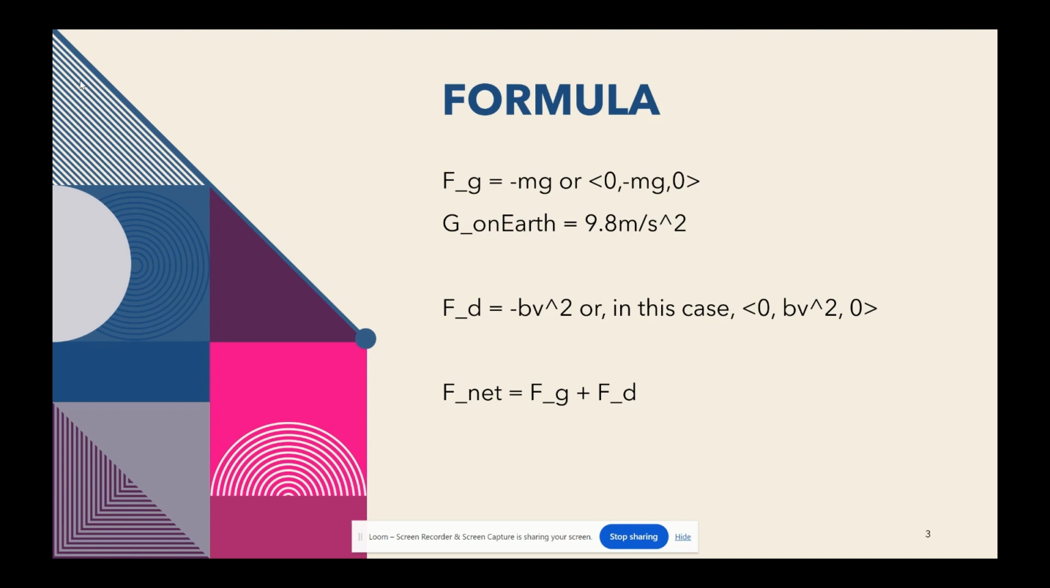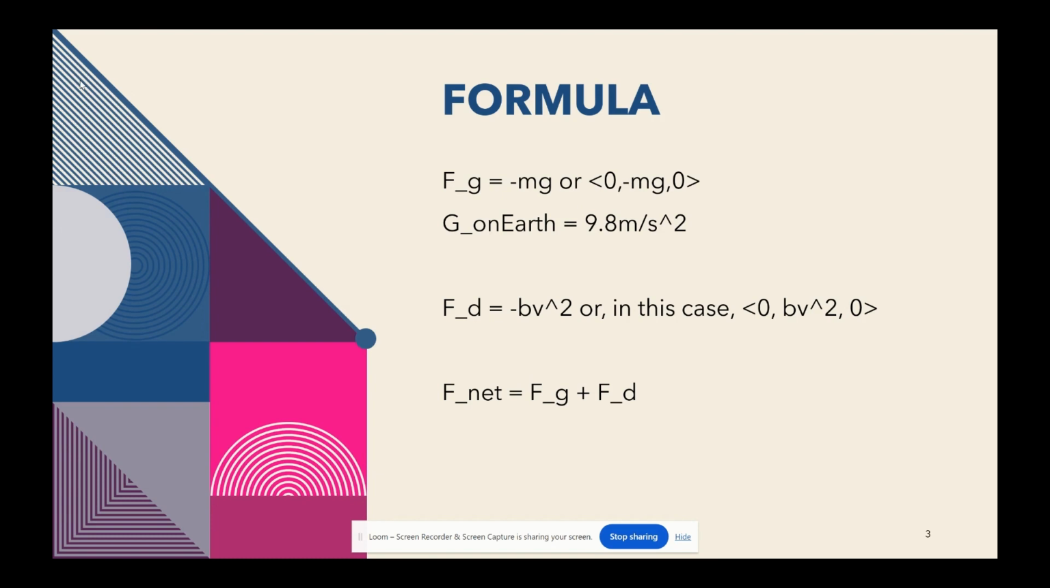The force of gravity would only affect the y component of the position vector. So we can count that as negative mg, because force equals mass times acceleration. You take the mass of the object and then its acceleration, which would be gravity, which is 9.8 meters per second squared. And since you're going in the negative y direction, you just put a negative on it.